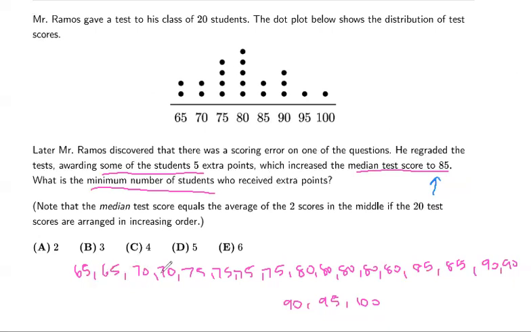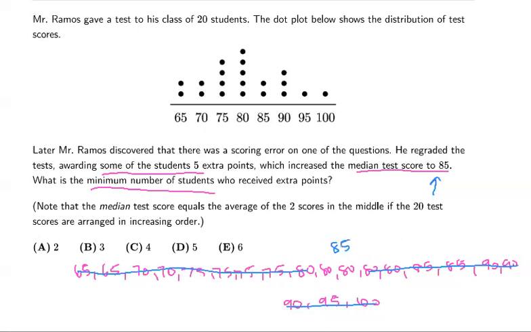So 1, 2, 3, 4, 5, 6, 7, 8, 9. So you can just ignore these guys. 1, 2, 3, 4, 5, 6, 7, 8, 9. If you ignore these, the median is the average of these two numbers, right? But we are told this has to be 85. But how is this going to happen?